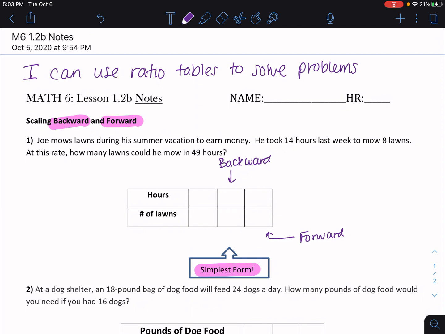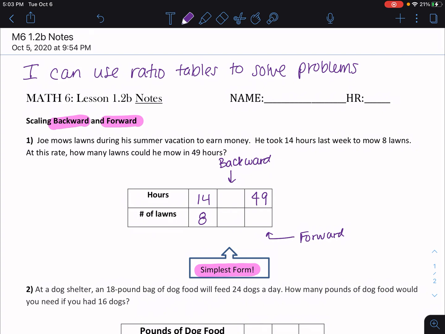So here we go with example 1. Joe mows lawns during his summer vacation to earn money. He took 14 hours to mow 8 lawns. At this rate, how many lawns could he mow in 49 hours? And I'm going to put the 49 under hours, and I'm going to put it in the last column because I'm going to scale forward to that number.